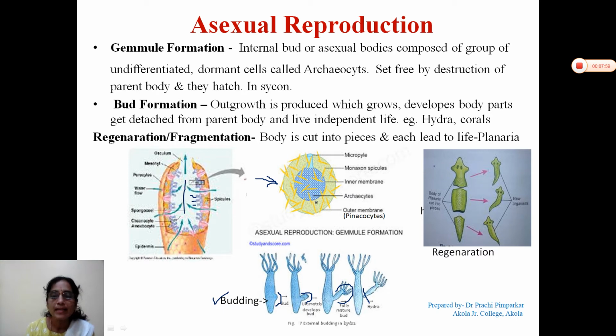Inside the gemmule, there is a mass of dead cells. You can see these blue colored cells. These blue colored cells are dormant cells. Okay, they are asexual. They are a group of undifferentiated and dormant cells. Dormant means in the rest stage. They do not show any kind of development, but they have food storage. They are in the dormant condition, present in that bud, present in that gemmule, and they are called archaeocytes.